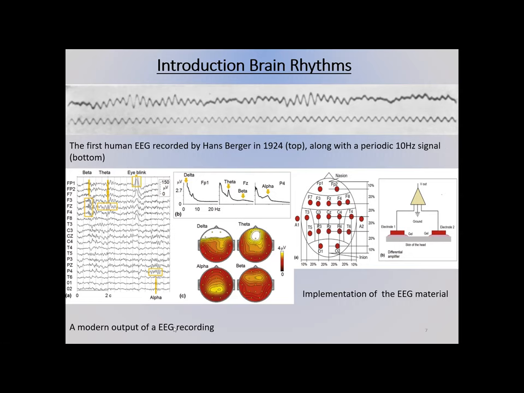And this is a modern output of an EEG recording. As I said, you have 32 electrodes, and you have some electrical circuits, and you can record these signals on each electrode. And you can see rhythm. For example, here you have beta, here you have theta. This is when the eye blinks, so you have what we call an artifact. Here you have alpha. And you can observe waves. This is also a big topic of research.